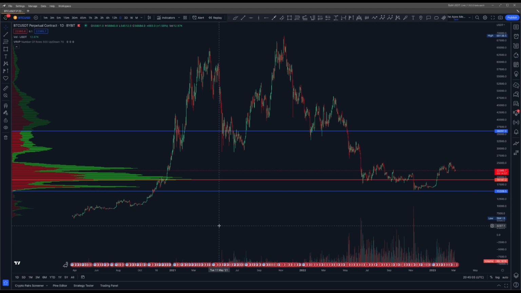What we want to do is map out all of the peaks within this. Now this red line here is called the point of control. It represents, like I say, the most traded volume. But what we do with this Visible Range Volume Profile is we show 70% of the most traded volume. We look at the value area low, which is the lowest part of that 70%, and we have the value area high, which represents the highest part of that 70%.